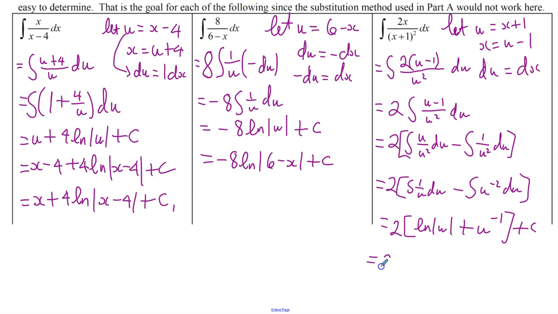So 2 times ln, it's not about u, right, of x plus 1, absolute value, there we go, plus, well, that's 1 over u, but u again is x plus 1, so 1 over x plus 1, plus c. And there we go. That's that one.